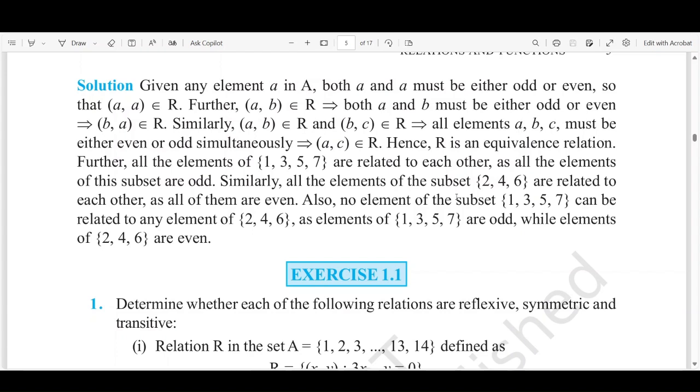Also, we need to verify that the elements of the subset {1, 3, 5, 7} are related to each other. Since this subset consists of only odd numbers, definitely they will be related to each other. If you consider the subset {2, 4, 6}, all the elements are even numbers. So, all the elements are related to each other. And it should be noted that if you take an element from the subset {1, 3, 5, 7} and an element from the subset {2, 4, 6}, they are not related because the first subset consists of odd numbers whereas the second subset consists of even numbers. So they are not related as per the relation defined in this problem.